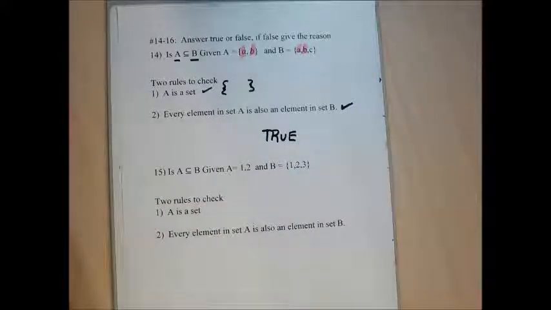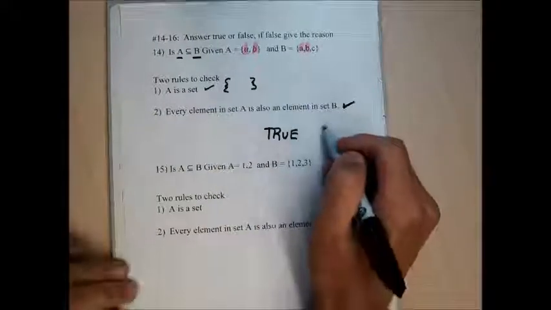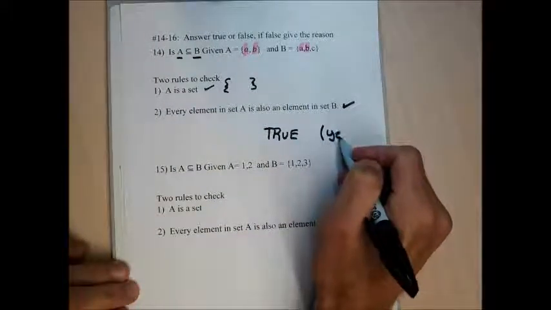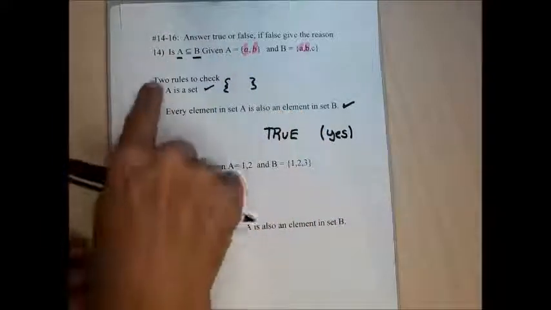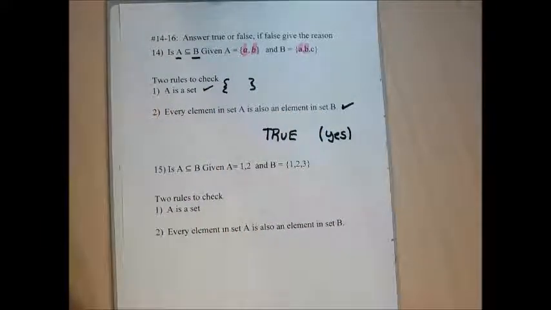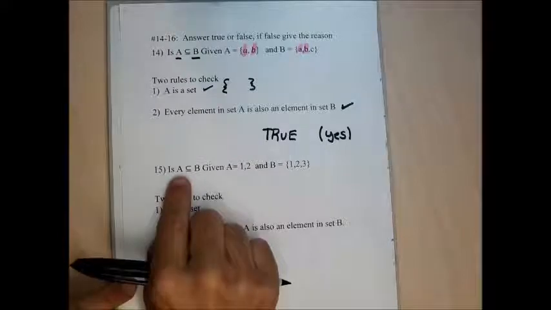Feels to me like I might have used yes or no. I'd live with it if you said yes, A is a subset of B for an answer, but since it says answer true or false, if both the rules are satisfied, I'll write true. If one or both of the rules is violated, I'll write false.